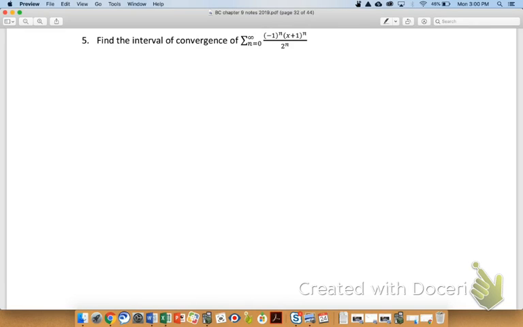Find the interval of convergence. So again, this is just like number 4. What you're going to do is find the radius of convergence first. That'll generate some lovely endpoints. And then you test those endpoints out to see if you get convergence or divergence at those endpoints. So this is a lot of good practice with the ratio test over and over and over.